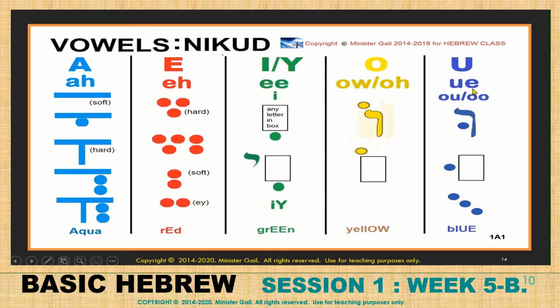U, like in blue. The letter with the dot to the left will be written as a U. This no longer will be a V or a W. It will be a U. This will no longer be a V or a W. It will be an O, like in shalom. Any letter in the box with a dot on the left, not in the letter, but to the left of the letter, will be a U, pronounced U, like in blue. Three dots down is also a U.